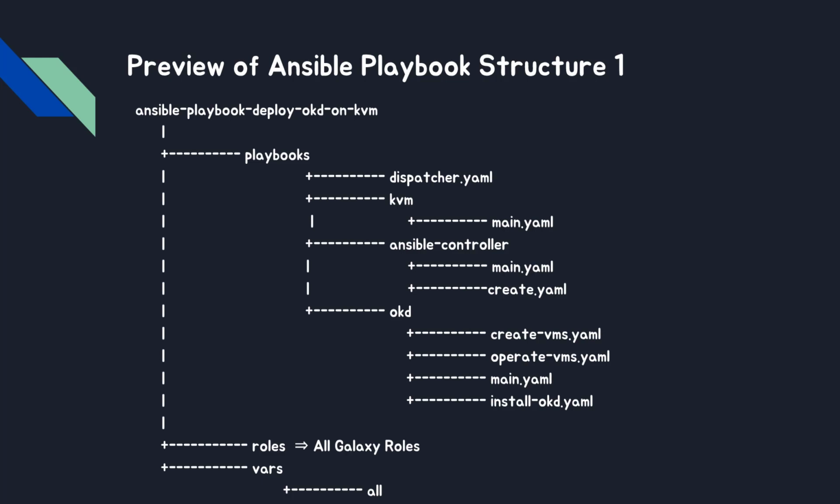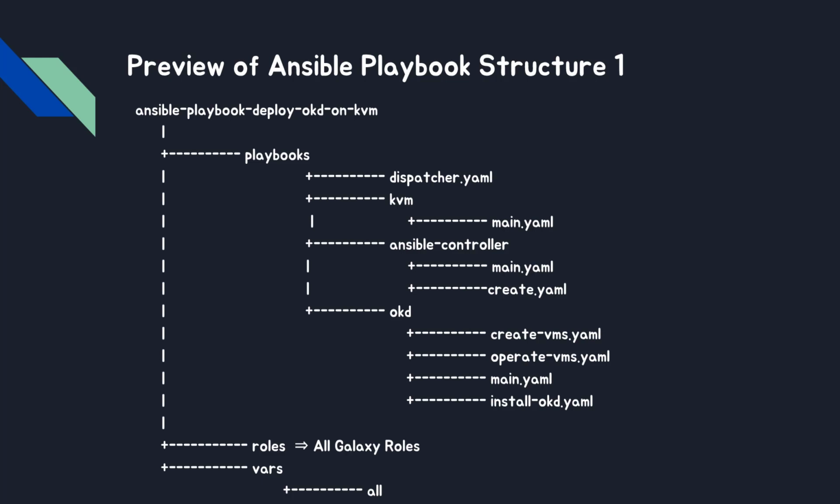OKD has four different YAML files. As you see, the first is create-vms.yaml, which helps create VMs for OKD: master, infra, app, and LB, the load balancer. Operate-vms.yaml is for start, stop, and tear down. The next is main.yaml. The main YAML file has the full flow.